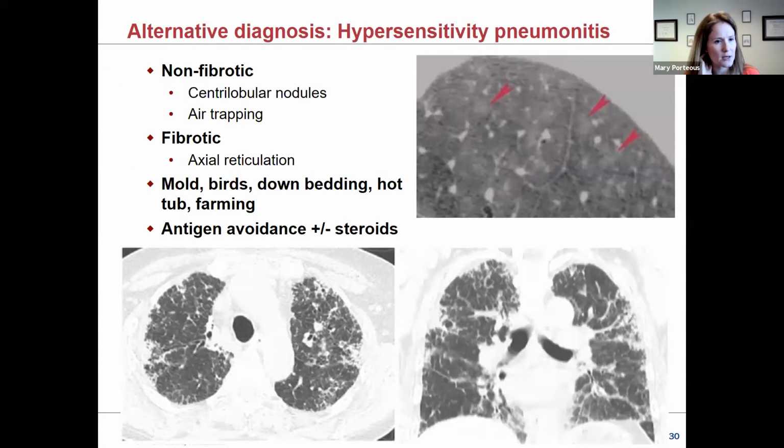Another common alternative diagnosis is hypersensitivity pneumonitis. So basically exposure to a myriad of different antigens, whether that be mold, birds, down bedding, hot tubs, farming. In its non-fibrotic form, people can present with centrilobular nodules and areas of air trapping that we saw a couple of slides ago. These can progress to fibrosis, and you can see here these patients have upper or mid lung zone reticulation that seems to spread along a bronchovascular axial distribution. The key treatment for these patients is antigen avoidance, plus or minus some steroid or steroid-like medication.